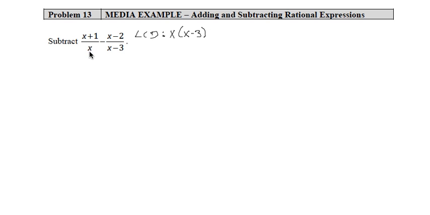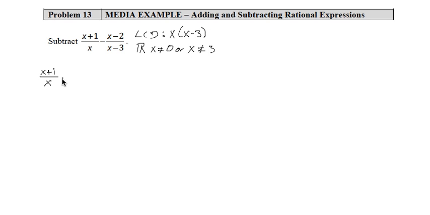I'm going to also need to look at the domain for this rational expression. I can't use x equals 0 because of the first fraction. I can't use x equals 3 because of the second fraction. So I'm going to say that my domain is all real numbers x not equal to 0 or x not equal to 3.